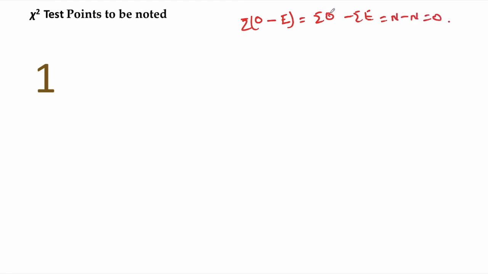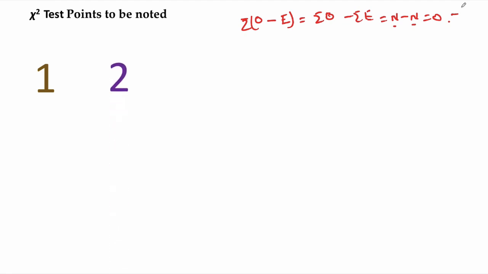Okay, why is this zero? Because the sum of observed frequency and sum of expected frequency is nothing but n minus n, where n is the sample size, and this is always zero. This is one point, and needless to say, this provides an important check on the calculation in the table computation. Hope you have understood.